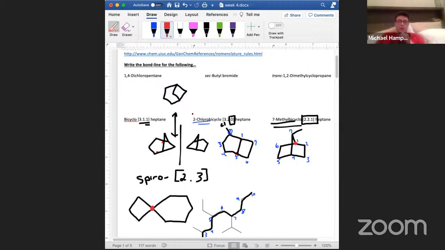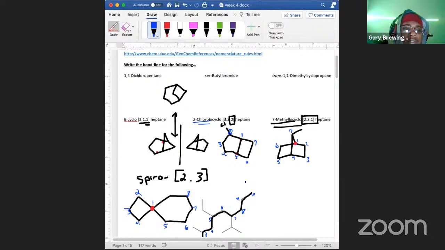So would we go left or right? Left. So this is 1, 2, 3, 4. We already counted that. 5, 6, 7, 8. So you get spiro bracket, then the total number of carbons. That's all you need to know for spiro.